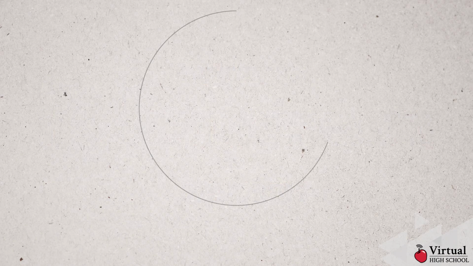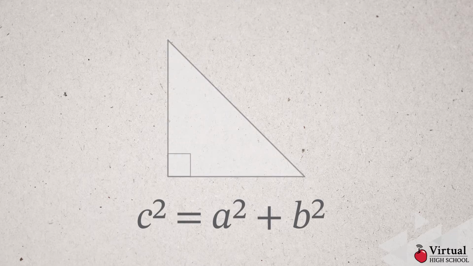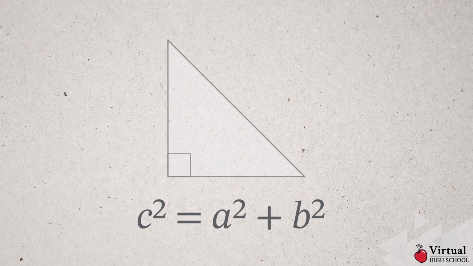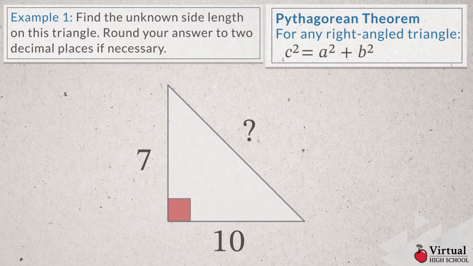When working with right-angled triangles, we can use the Pythagorean theorem to help us determine the lengths of the triangle's sides. Let's see how we can apply this to solve problems. This question asks us to find an unknown side length on a triangle. Because it is a right-angled triangle, we can use the Pythagorean theorem.